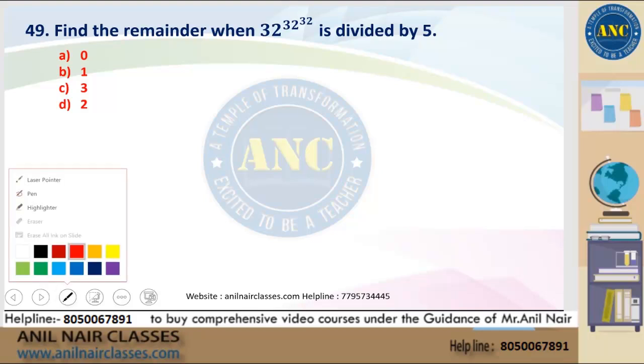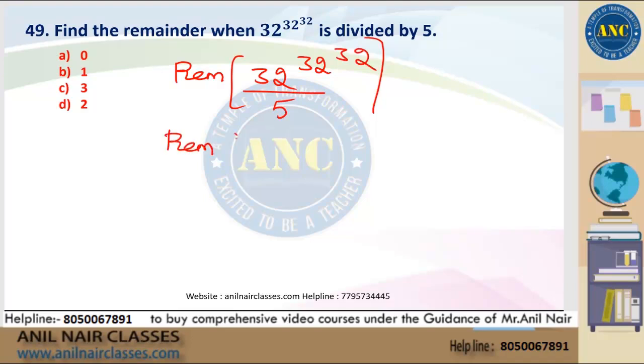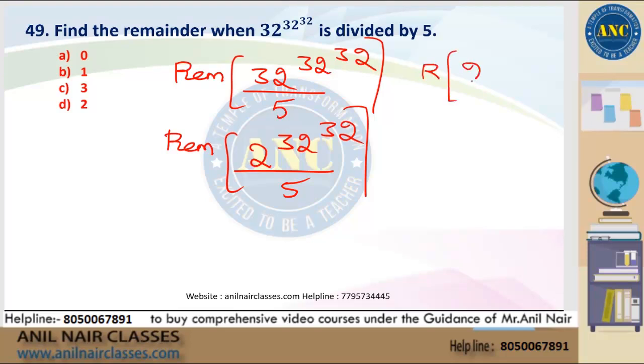I'm sure you can solve this question. Find the remainder: 32 power 32 power 32 divided by 5. 5 6's are 30. Remaining is 2 power 32 power 32 divided by 5. Now if you see, which power of 2 when divided by 5 will I get 1? 2 power 4, 16, when divided by 5, it is 1.